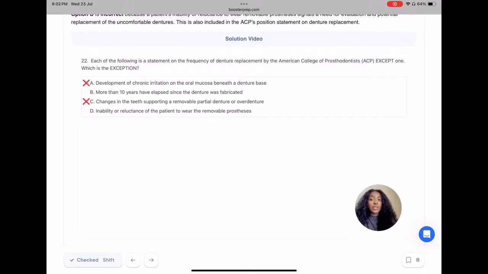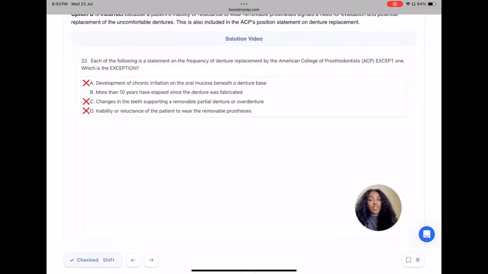Option D reads, inability or reluctance of the patient to wear the removable prosthesis. A patient not wanting to wear a removable prosthesis is an immediate red flag for the dentist, and it requires the dentist to further evaluate and decide if there is a need for replacement of the existing denture. Again, this is a position statement on denture replacement by the American College of Prosthodontics, so this would be incorrect, and it leaves us with option B.